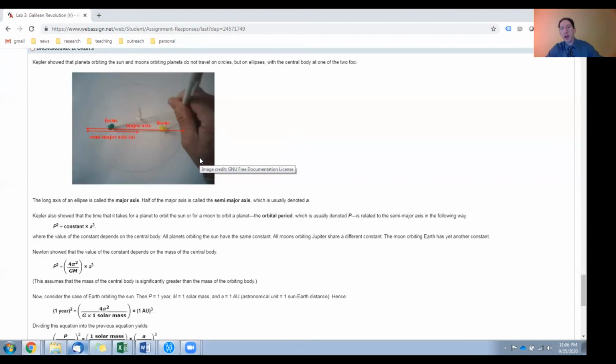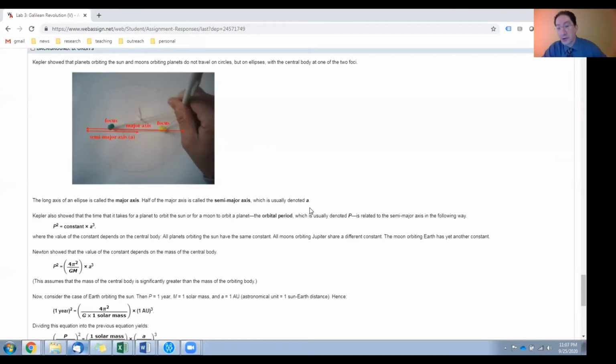Now, some terminology. The long distance across the ellipse, we call that the major axis. And the short distance across the ellipse, perpendicular to it, we call the minor axis. And half the major axis, we call the semi-major axis. And that is how we're going to quantify the sizes of orbits. How big is the orbit? We give that by the semi-major axis, and that's denoted with the letter a, a for axis.